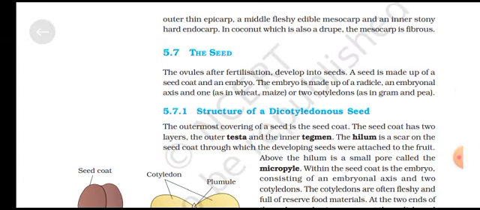The seed. The ovule, after fertilization, develops into seed. A seed is made up of a seed coat and an embryo. The embryo is made up of a radicle and embryonal axis and one cotyledon, as in wheat and maize, or two cotyledons, as in gram and pea.